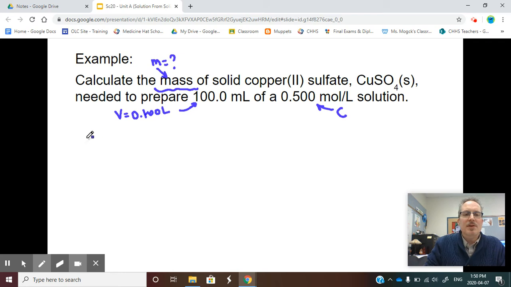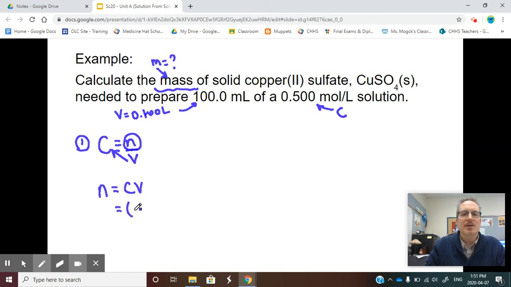So first step, we have a concentration and a volume. So we have the formula C equals n over V. We have concentration and volume, so we're going to have to find moles. So we're going to move the volume up to the other side, and my formula is going to turn into n equals C times V.